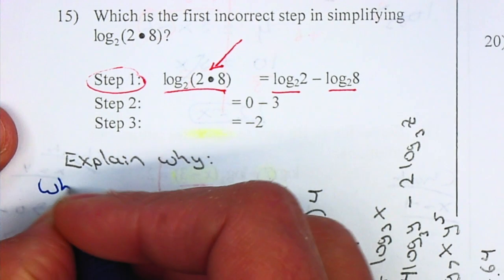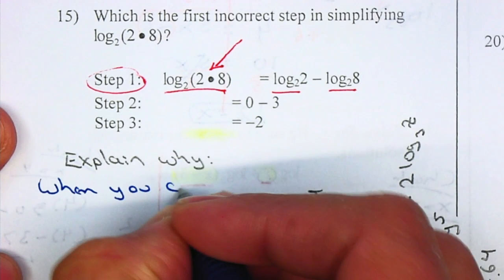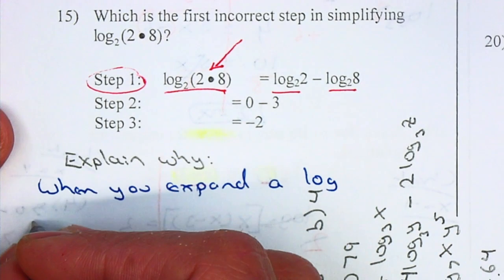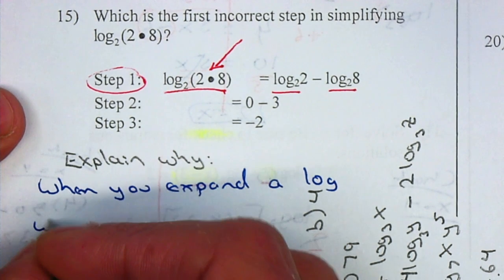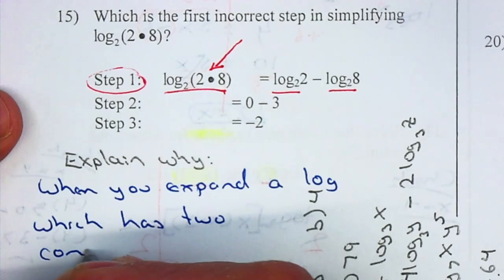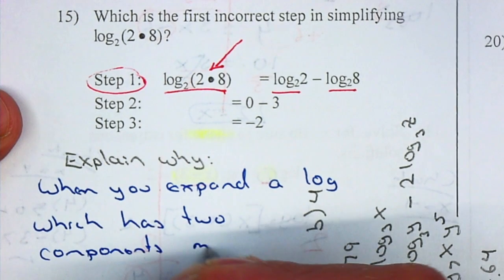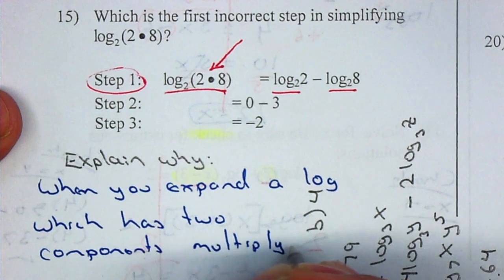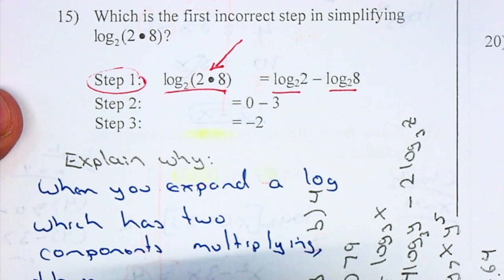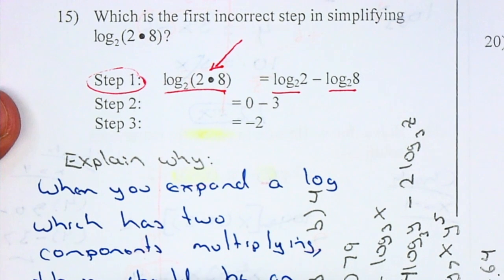When you expand a log which has 2 components, multiplying, there should be an addition. Not subtraction.